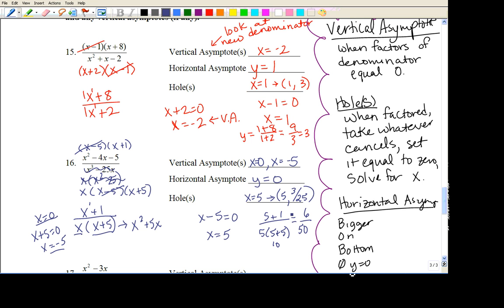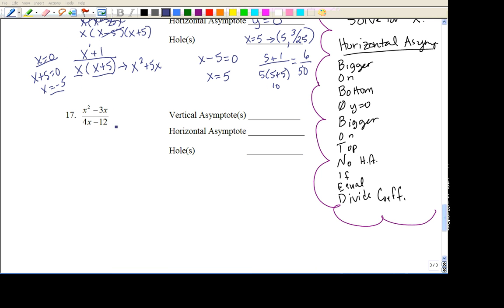Alright, and one more example. We've got x squared minus 3x over 4x minus 12. So let's start out by factoring everything. This thing on top, our numerator, has a greatest common factor of x, so I'll have x times x minus 3. And on the bottom, this has a greatest common factor of 4, so when I take out the 4, I'll have x minus 3. Well, the x minus 3 is canceled, and so I'll have x over 4.